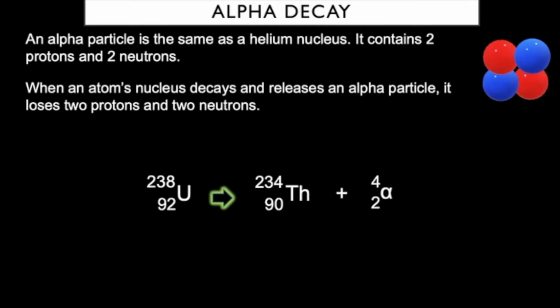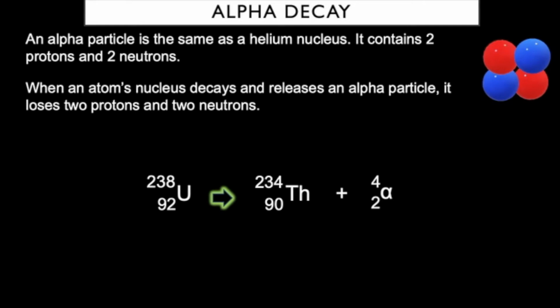So this might be a typical kind of equation that you might see. We've got a uranium atom there, uranium-238. The 238 is the mass number, so that's the number of neutrons plus protons, and the proton number, or the atomic number, is 92, so I know that that's the number of protons.